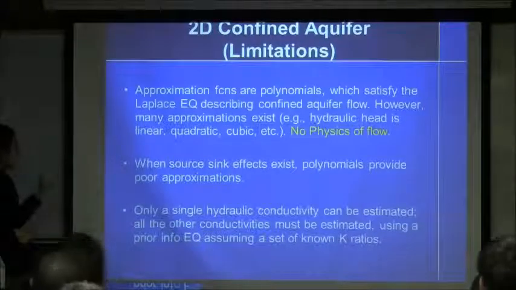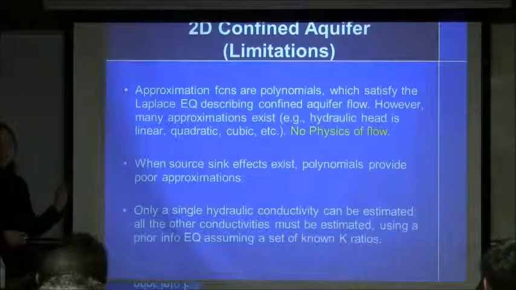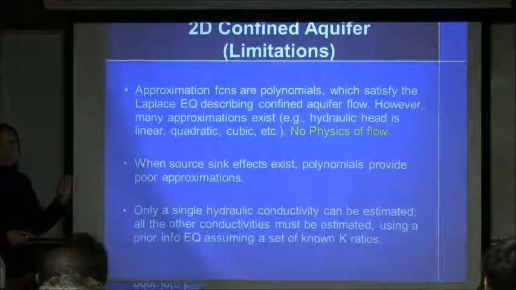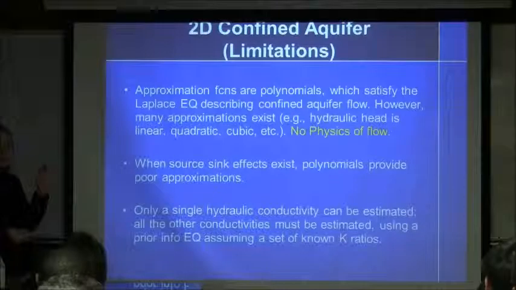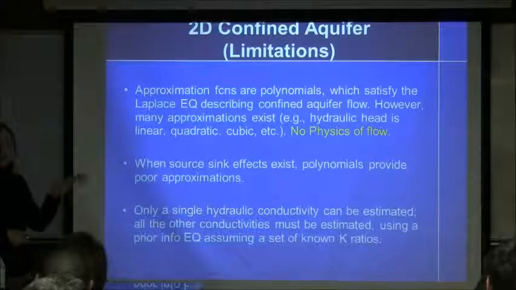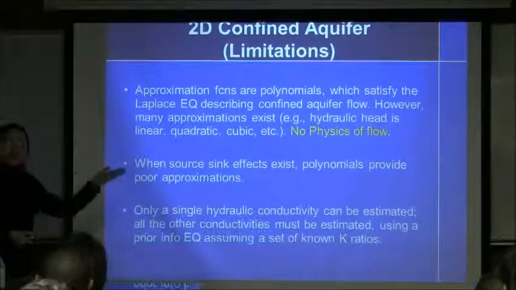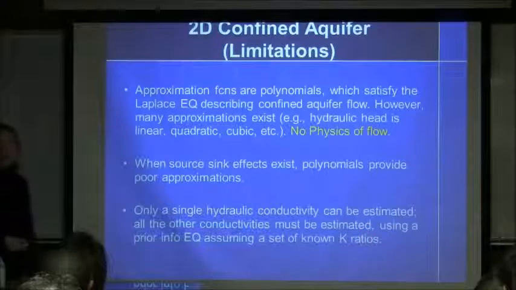And in the previous study, we only estimated a single hydraulic conductivity because at the time we didn't know how to estimate multiple K. So we estimated K1, for the problem with 4 K zones, and we assumed the ratios K2 to K1, K3 to K1, K4 to K1 are known. Then from the ratios we get K2, K3, K4. Of course, that's very limited.